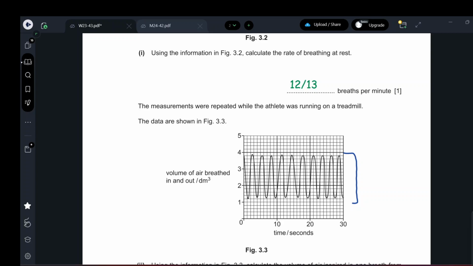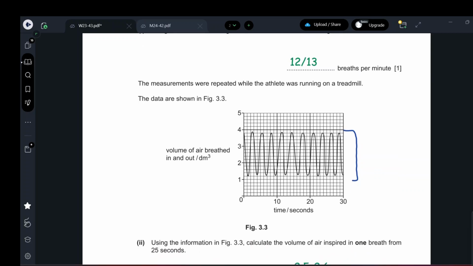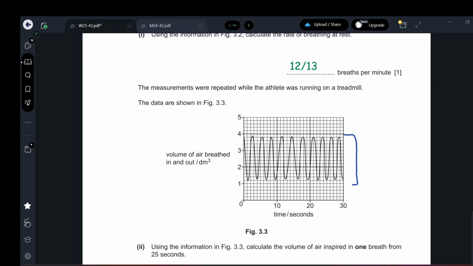That's a deep breath. Using the information, calculate the volume of air inspired in one breath from 25 seconds. One breath from 25 seconds. This is the volume. Here, 25 seconds.